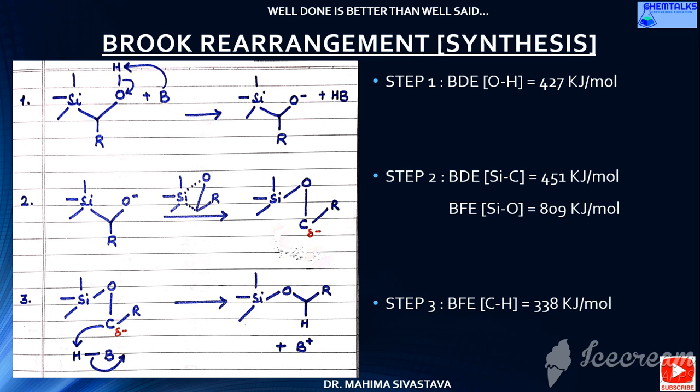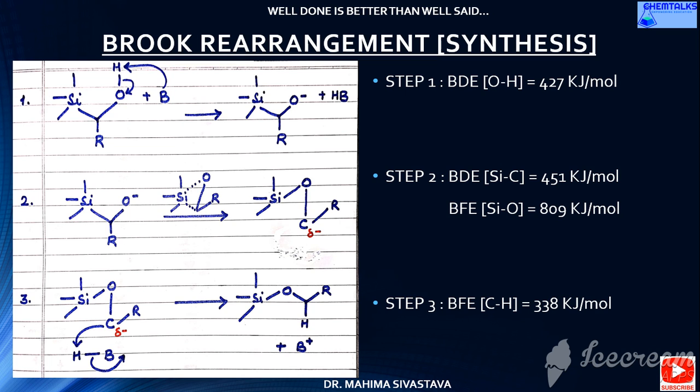Up till now, we have studied one type of organosilicon compounds, that is trialkyl silyl halides, and now we shall study the second type of organosilicon compounds, which is the silyl enol ethers. Silyl enol ethers have a very pertinent method for synthesis, known as Brook synthesis or Brook rearrangement.